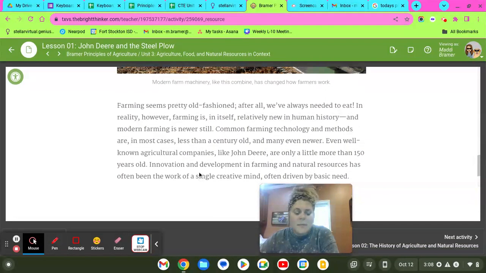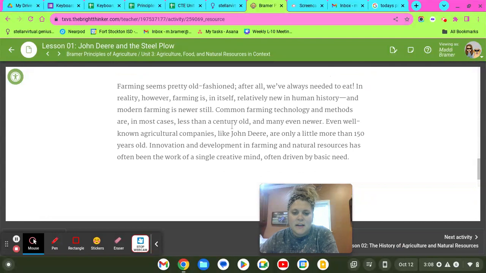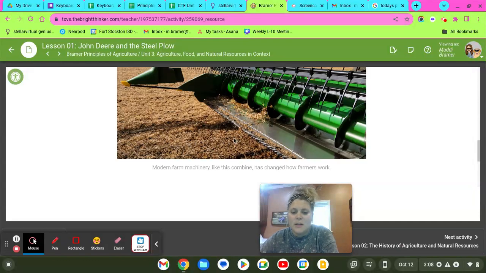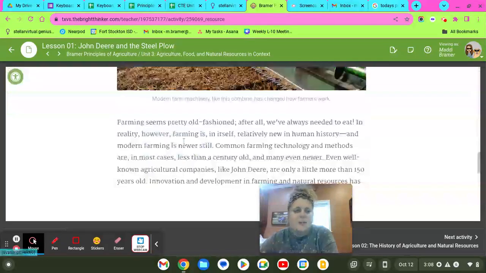It seems like farming's been around forever. Agriculture has, but farming really is fairly new. The modernization of it and the technology, and there are still lots of different technological advances being done today. The big thing now is drones, using satellite and GPS. It's very technologically advanced. There's a lot of high tech in agriculture that people don't realize. And John Deere was only about 150 years ago. So in a short amount of time, we have developed a lot in agriculture. And that's what we're going to talk about in this unit.